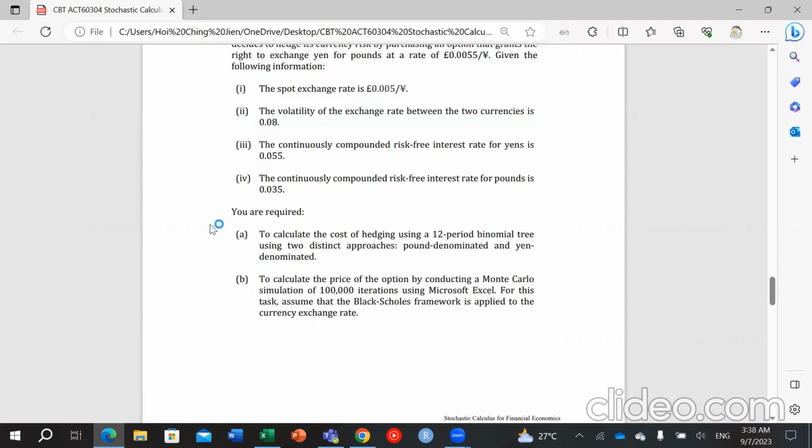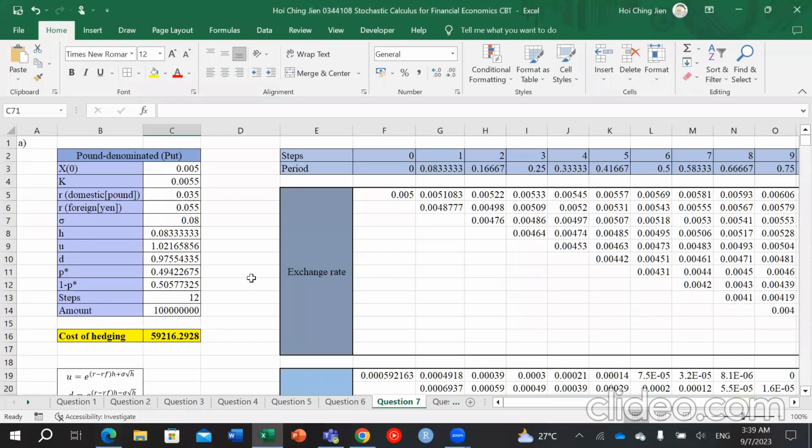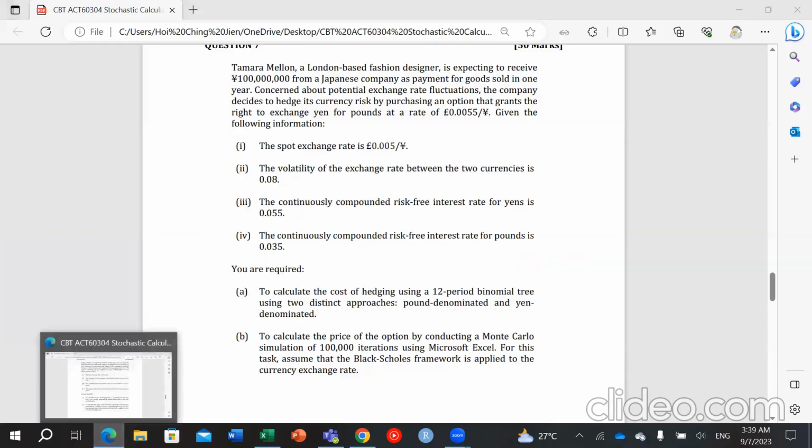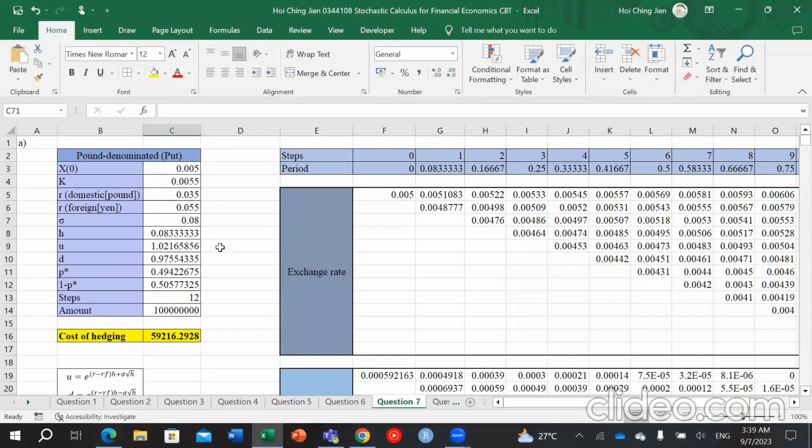For 7A, I am required to calculate the cost of hedging using a 12-period binomial with two distinct approaches, which are pound denominated and yen denominated. For pound denominated, we must assume ourselves to be British, and we are expecting to receive 100 million of yen at the end of the exercise time. So we have to sell our pound to get the yen, so for pound denominated we have to use a put option.